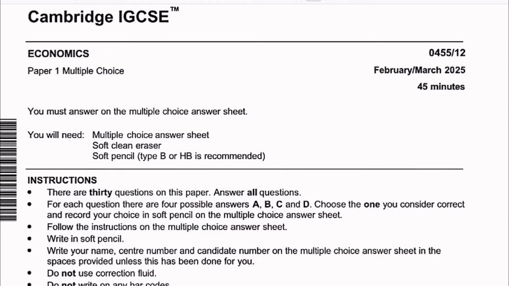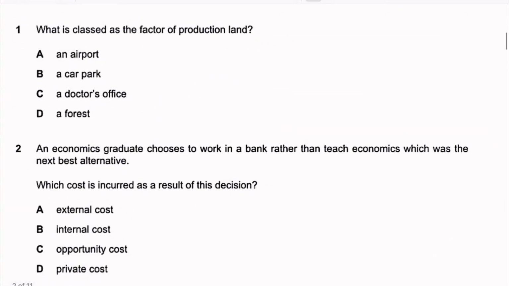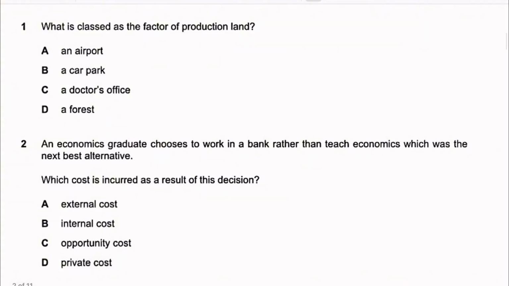Today I will be discussing this Cambridge IGCSE Economics Paper 1. Question 1. What is classed as the factor of production land? So first we need to know land is defined as all the natural resources used in the production. Okay, so the most correct one is forest because it is a natural resource.